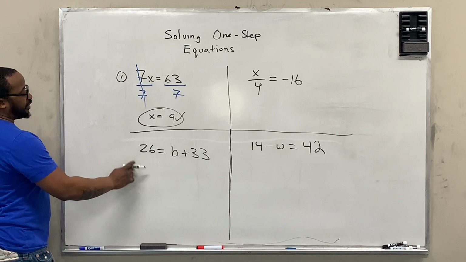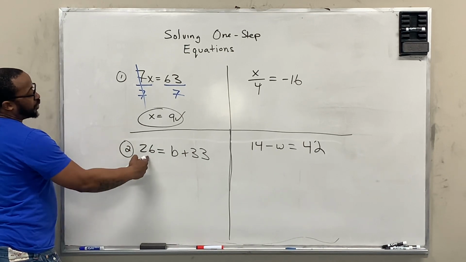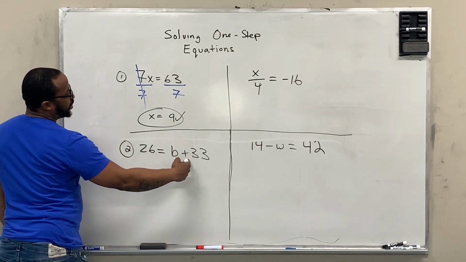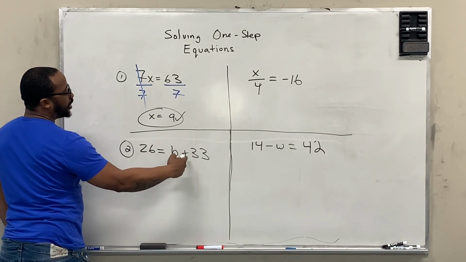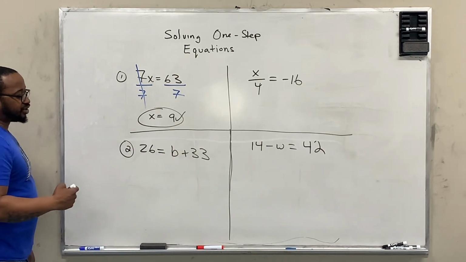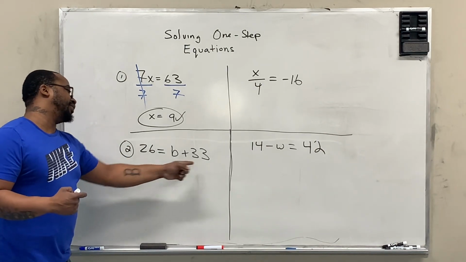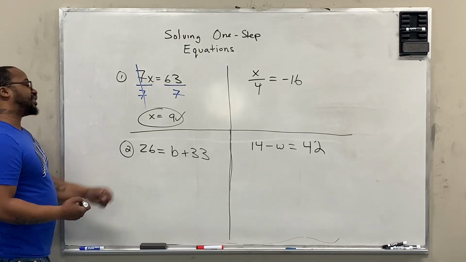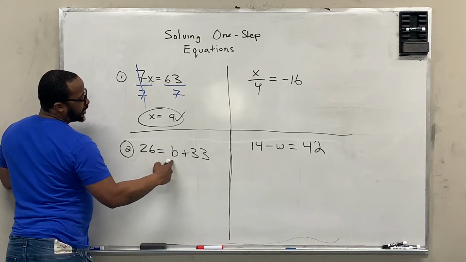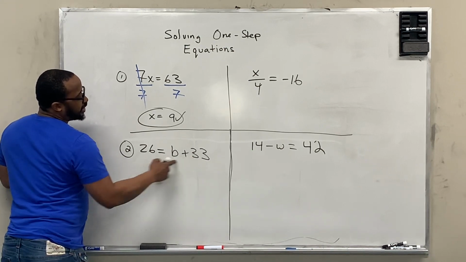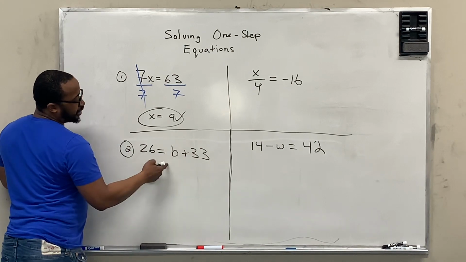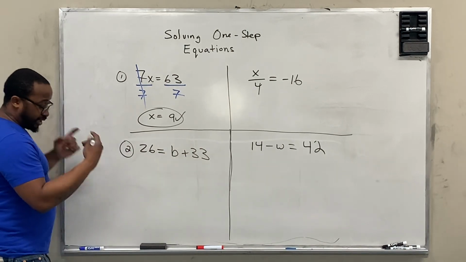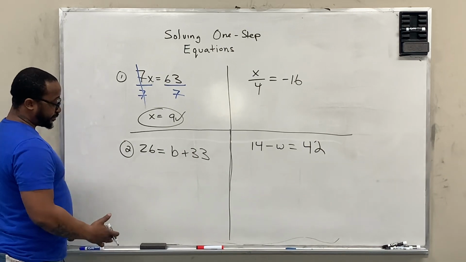Now down here for number 2, we have 26 is equal to b plus 33. So basically 26 is equal to an unknown number plus 33, okay? So we have to find out the number that's added to 33 to give us 26. When we look at the variable, we have to see the variable and the constant and what's the relationship here. They're both adding. So what's gonna be the opposite of addition?